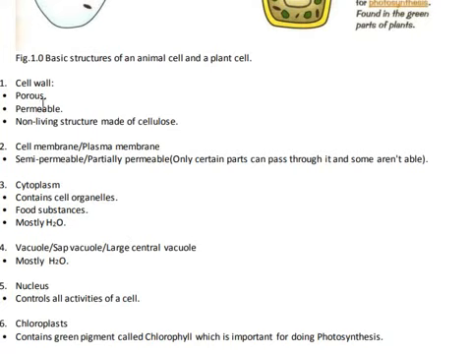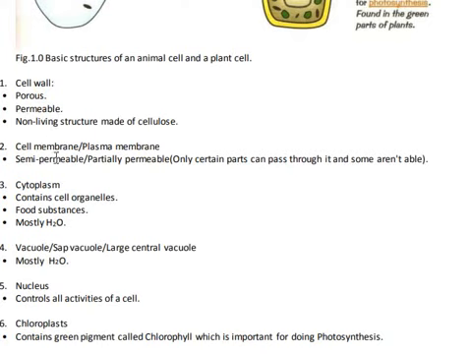This is just a recap. We have the cell wall, it is porous. Porous means it allows materials to enter and leave, same as permeable. It is a non-living structure made up of cellulose. The cell wall is porous, permeable, and is a non-living structure made up of cellulose.